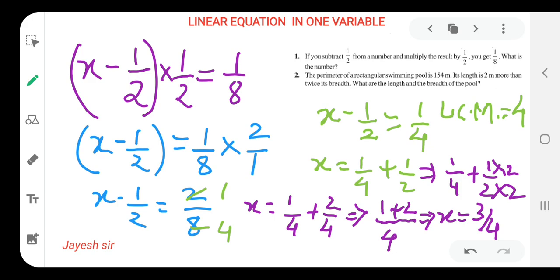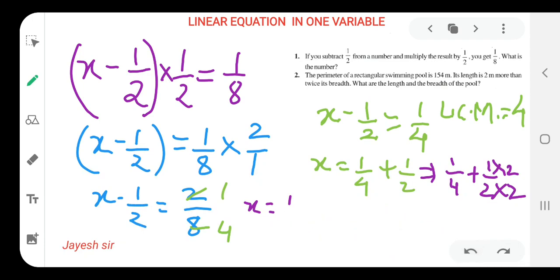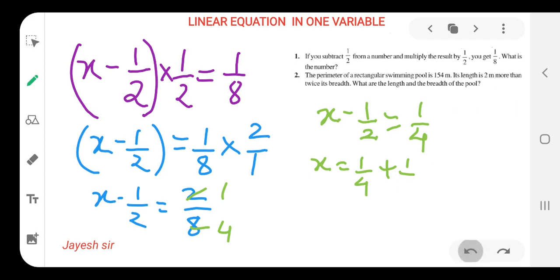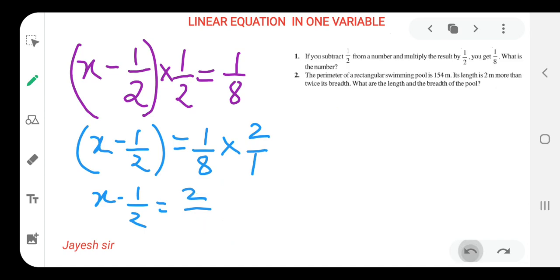So let's begin with our second sum. The perimeter of a rectangular swimming pool is 154 meter. Perimeter is given, first of all, of a rectangle. Perimeter of a rectangle is 2 into L plus B, and the value of the perimeter is given to us, that is 154 meter. I hope you all are getting it.